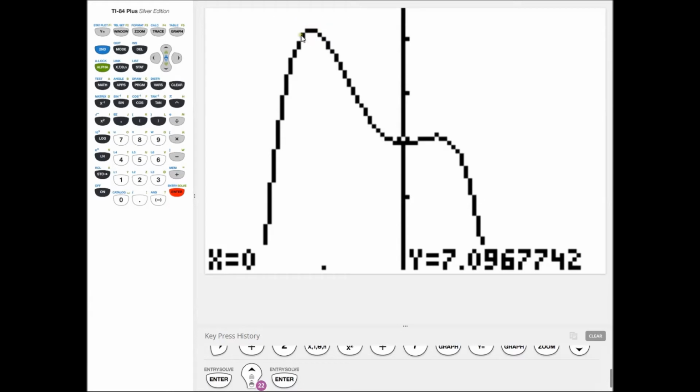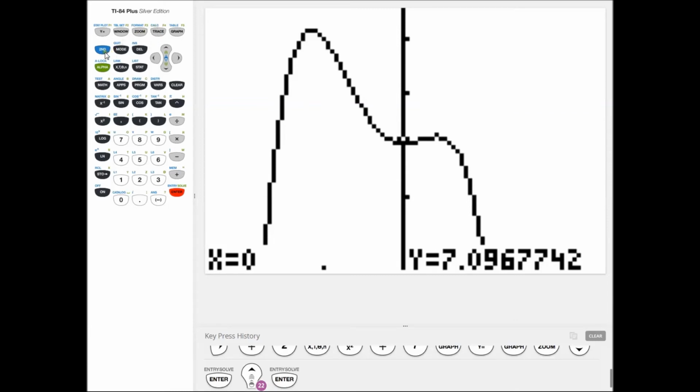So we see where they are, but on the homework and on the test, I'm going to want you to give me the actual coordinates. Now, how do we do that? To do that, we're going to calculate it with the calculator. So what we're going to do is, if you see up here, there's a button that says trace. Well, right above the trace, it says calc.